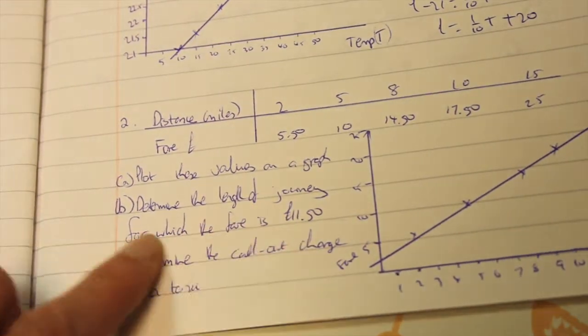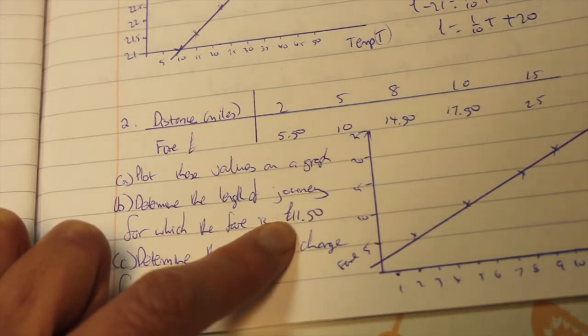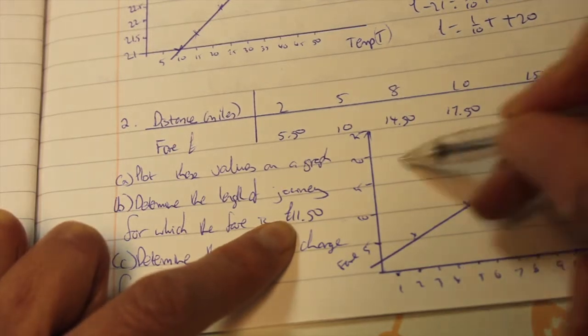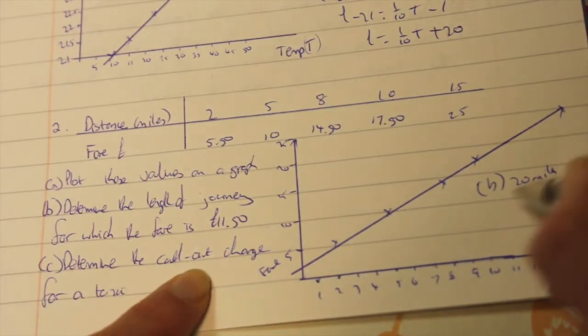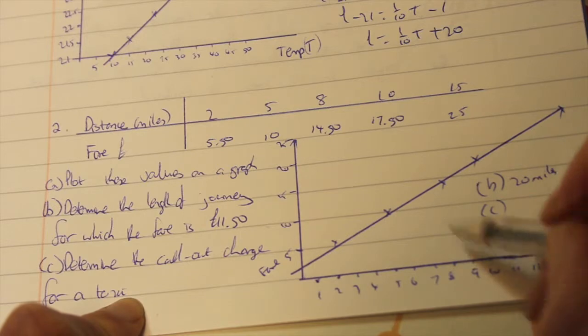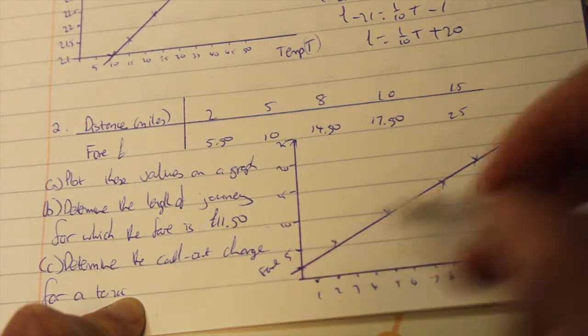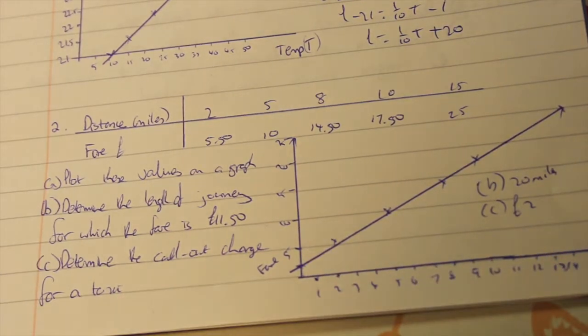Determine the length of the journey for which the fare is 11.50. Let's go across to 11.50, go up and read across. So for part B, 11.50 is about here and across, 20 miles. And for part C, determine the call-out charge. That means before you go any miles. So the call-out charge looks about £2 before you do any driving.